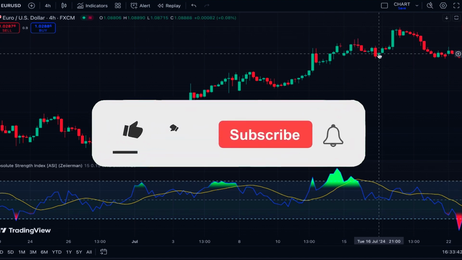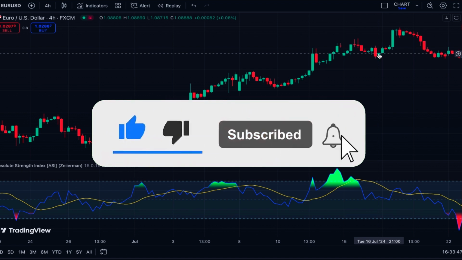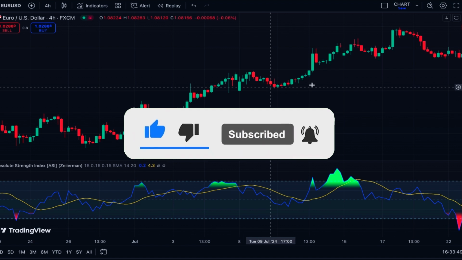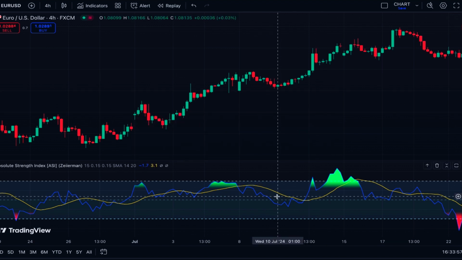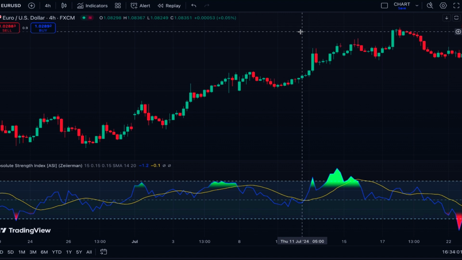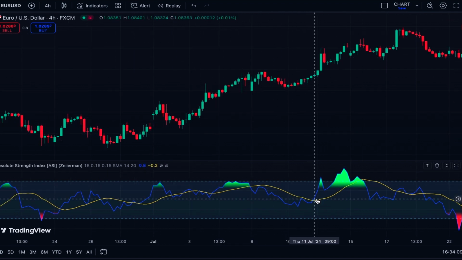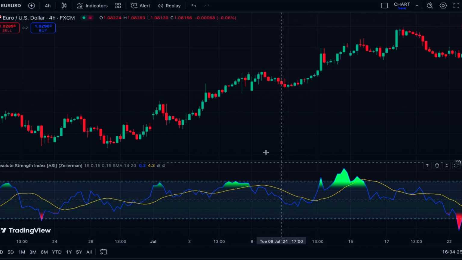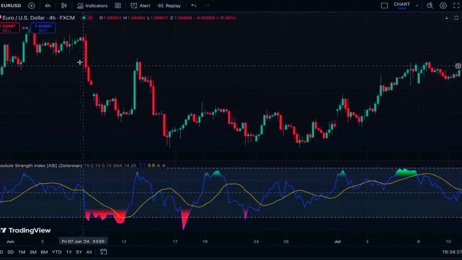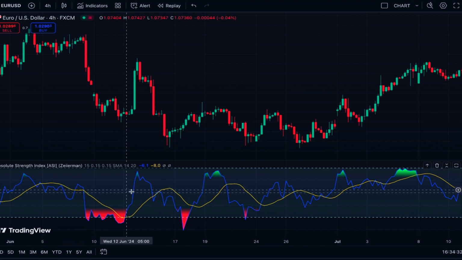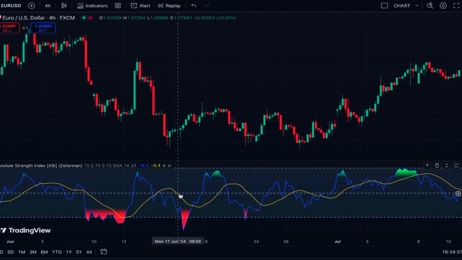These signals can be used in trend following strategies, where with the help of other indicators, you identify the longer term trend of the market, and then you only take the signals that are in the same direction as the longer term trend of the market. For example, when the longer term trend is up, we only take bullish signals, which is when the ASI line crosses above the signal line. And similarly, when the market is trending down, we only take bearish signals where the ASI line crosses below the signal line.